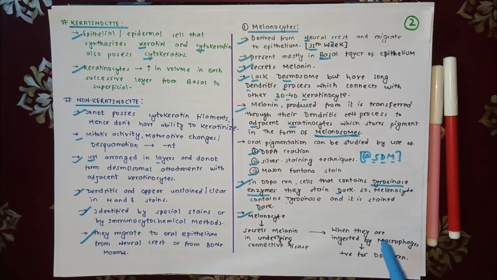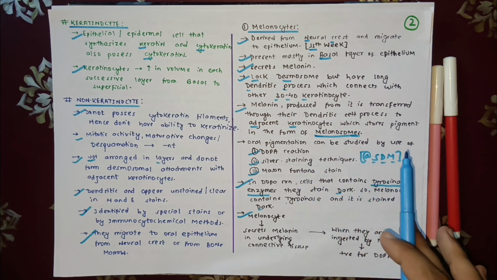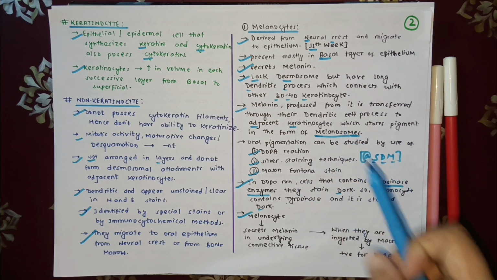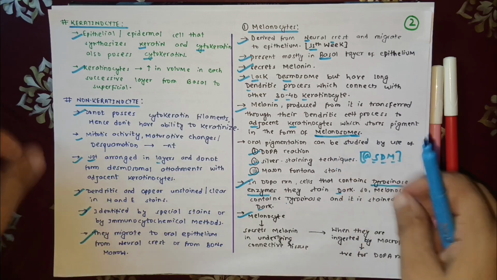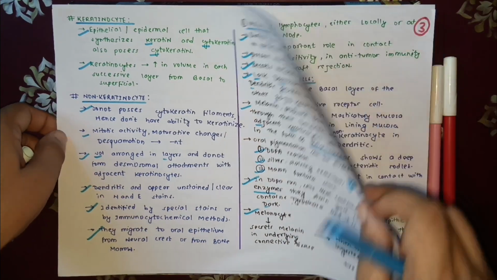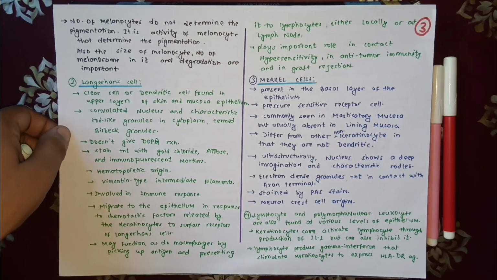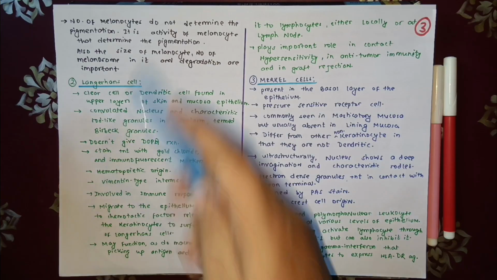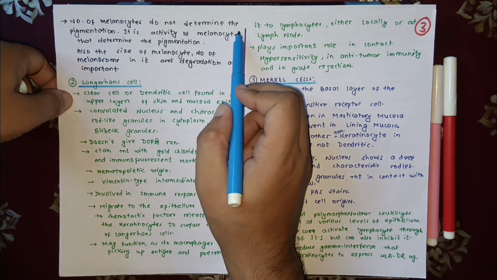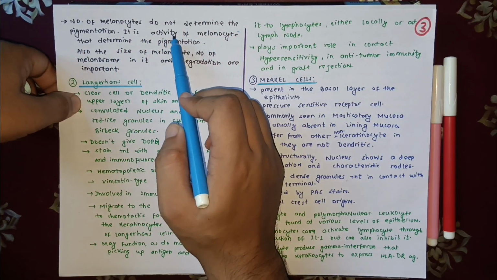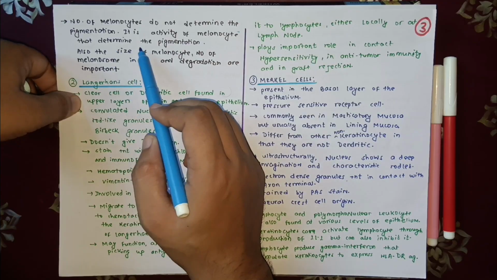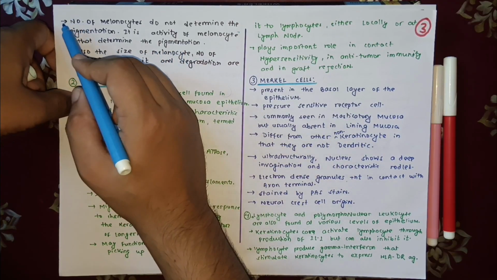Okay, and upon those macrophages the stain is applied. The macrophages take the stain and appear dark, so they are positive for the DOPA reaction. After that, the number of melanocytes does not determine the pigmentation. It is the activity of the melanocyte that determines the pigmentation, and this is very, very important.